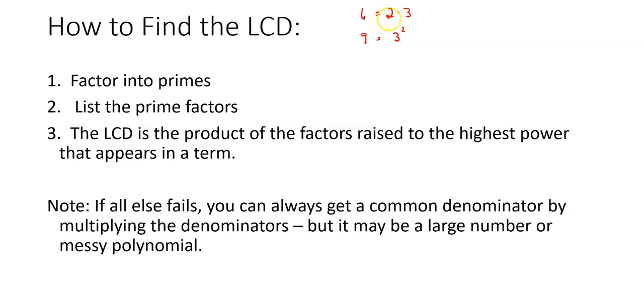So there's a 2 in the first term, there is not a 2 in the second term. 2 to the first. Look at the 3's. There's a 3 and there's a 3 squared. The highest power is second degree. So that gives me 2 times 9, which is 18. So the LCD of a 6th and a 9th is an 18th.